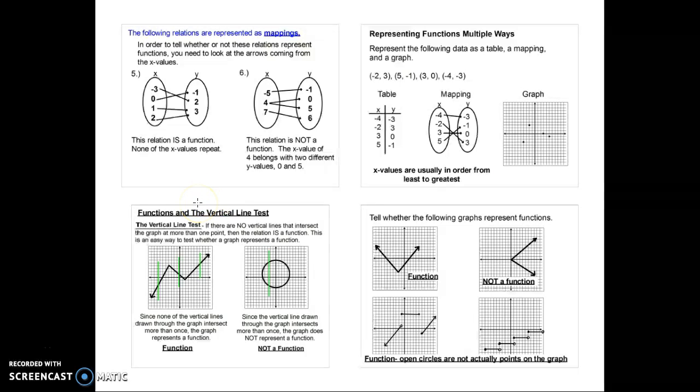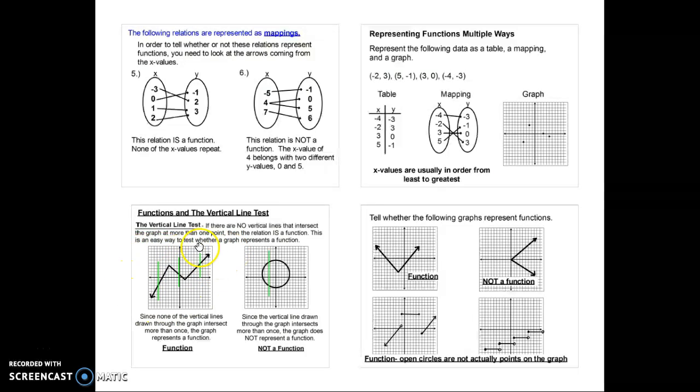Okay, now, if you are already given a graph, so instead of being given a list of points, maybe you're just shown the picture of a graph. There is a way by just looking at the graph to know if that is a function or not, and it's called the vertical line test. So if there are no vertical lines that intersect the graph at more than 1 point, the relation is a function. So the vertical line is only allowed to cross your graph at 1 point. This is an easy way to test whether the graph represents a function.